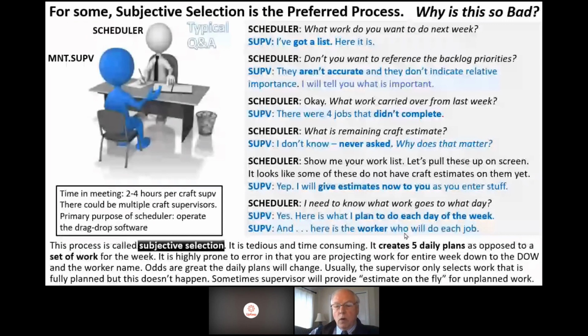Usually the supervisor only selects work that is fully planned, but that isn't always the case. And sometimes the supervisor in the meeting, talking to the scheduler, will select some work that has not even been estimated yet, but he wants it to be on his schedule. And so that's called estimating on the fly. And that is what's going on. That is subjective selection. It's not a good practice. I question the accuracy of that type of output.